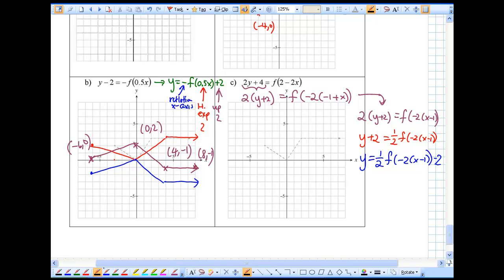How about the following? Vertical compression by a factor of half, reflection in the y-axis because it's next to the x, a horizontal compression by a factor of a half, 1 to the right, 2 down.